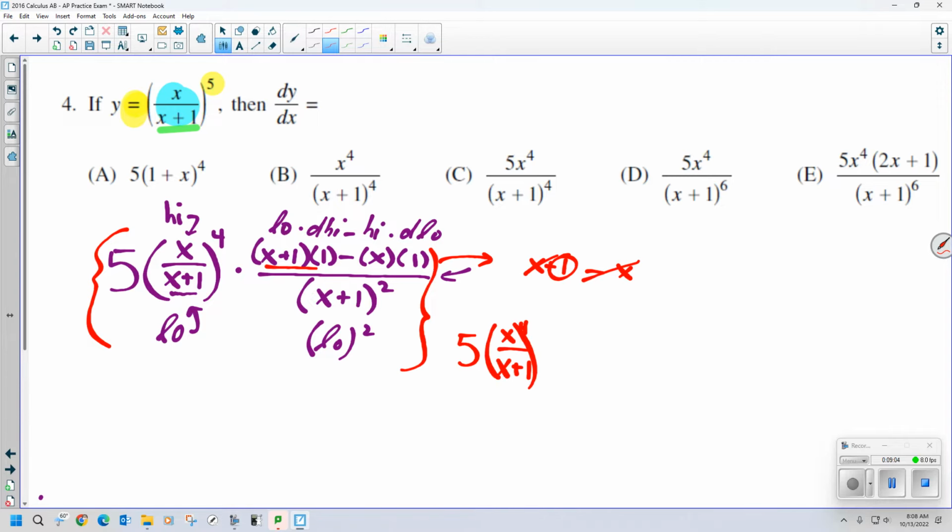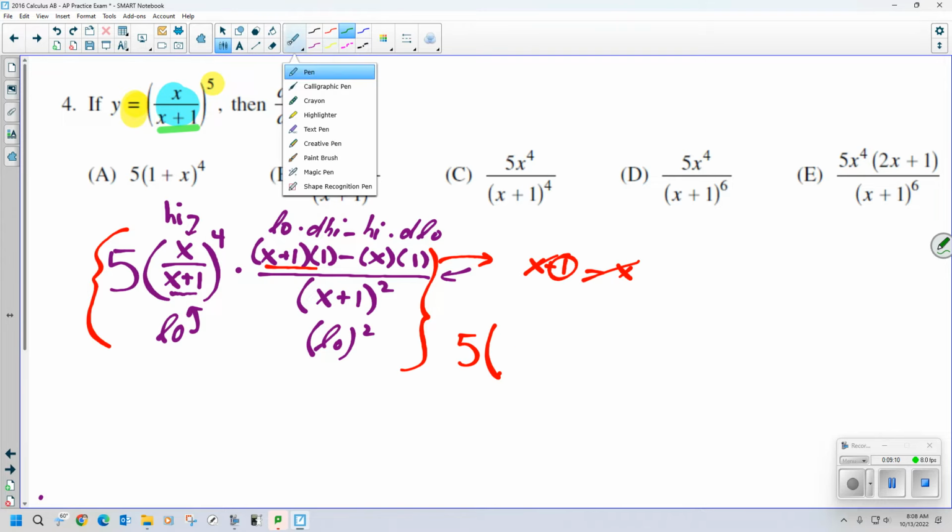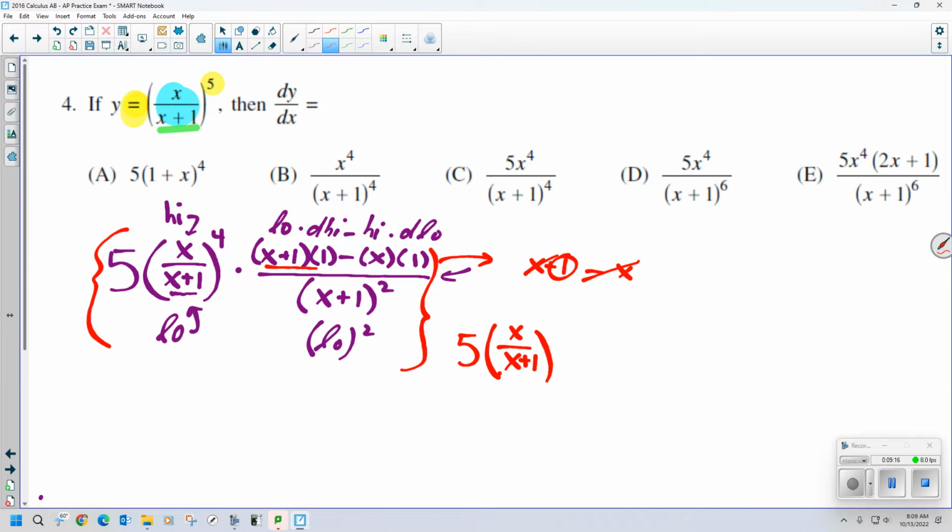Ooh, that 4th is on the outside, my bad. You know what, let's rewrite that. It's garbage the way I wrote that. x over x plus 1 to the 4th times 1 in the top, and in the bottom is still x plus 1. The whole thing is squared. All right? Well, here you go.